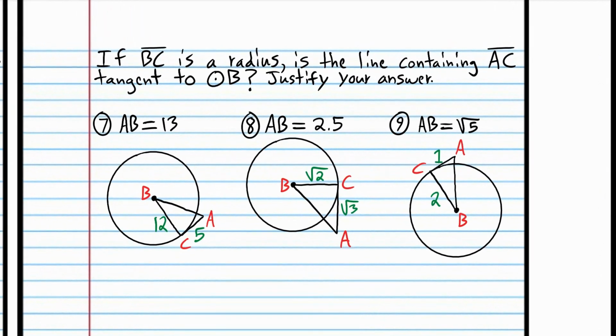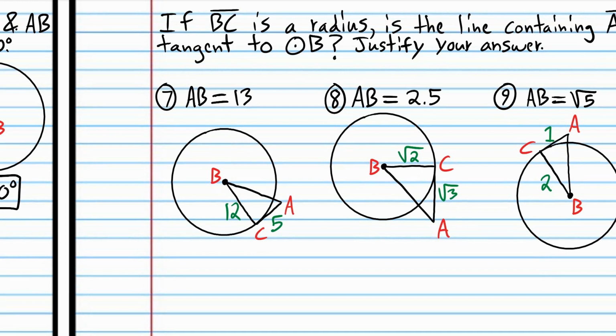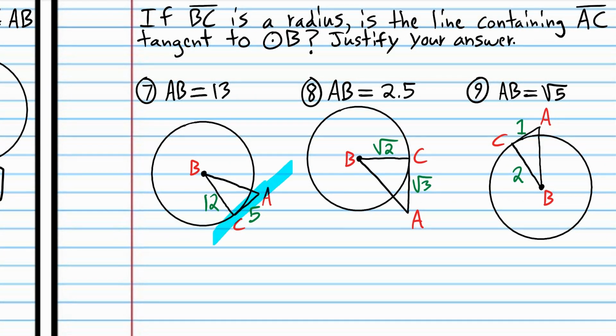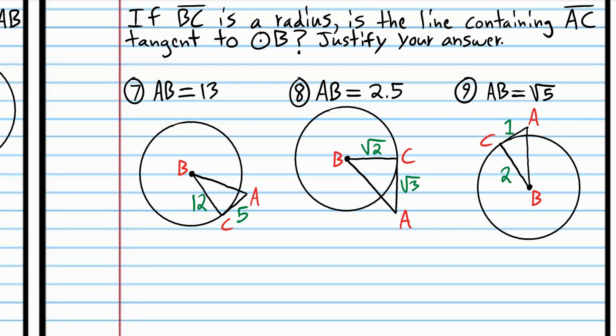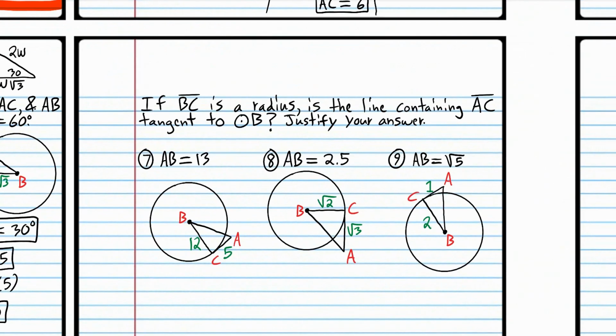If BC is a radius, is the line containing AC tangent to circle B? So we know that this is a radius. We know that the line containing AC is tangent. So you can see by this picture that it's kind of just assumed that AC and BC are meeting at the same point. That's kind of important for these problems, as it was for the previous problems.